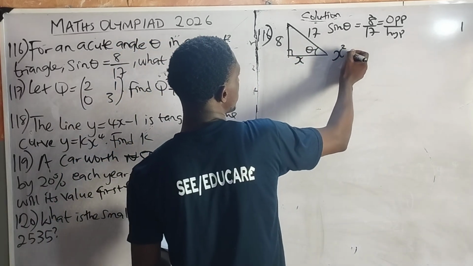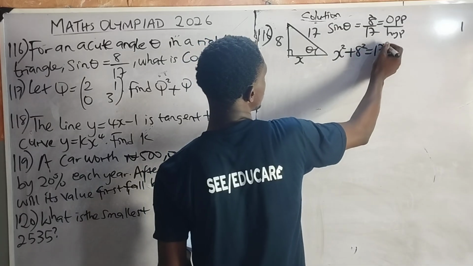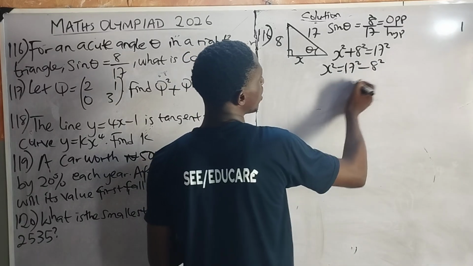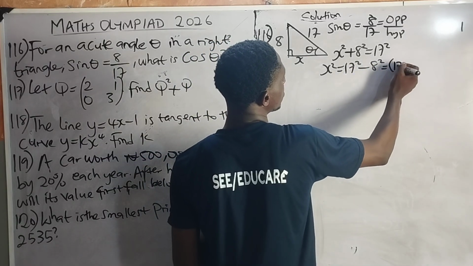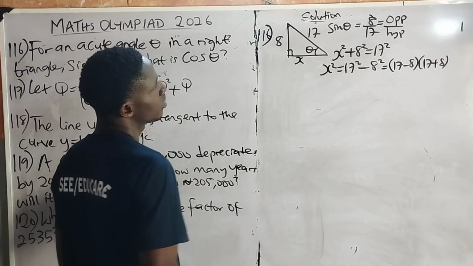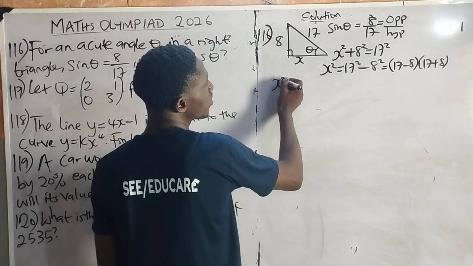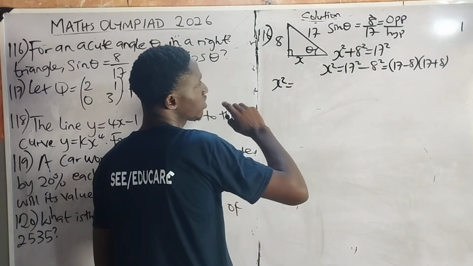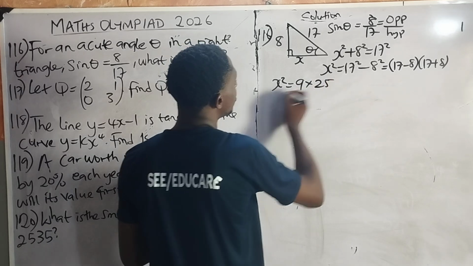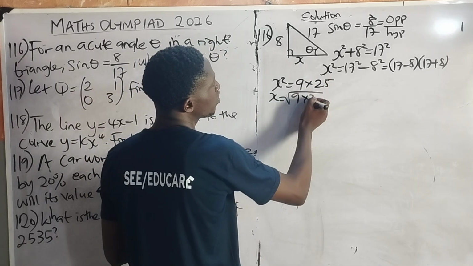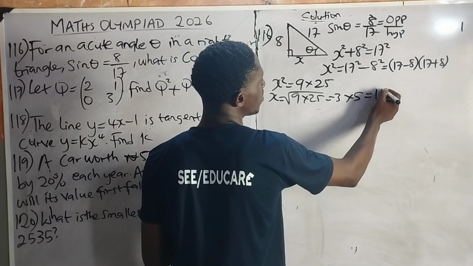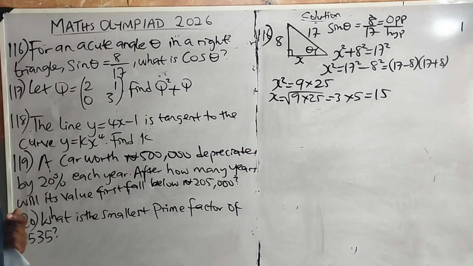So we have x square, using Pythagoras theorem, plus 8 square is equal to 17 square, which is the hypotenuse. x square is equal to 17 square minus 8 square. So this is a difference of two squares, (17 minus 8)(17 plus 8). So x squared is equal to 17 minus 8, which gives us 9, times 17 plus 8, which gives us 25. So x equals the square root of 9 times 25. Square root of 9 is 3. Square root of 25 is 5. 3 times 5 is 15. So our adjacent is 15.